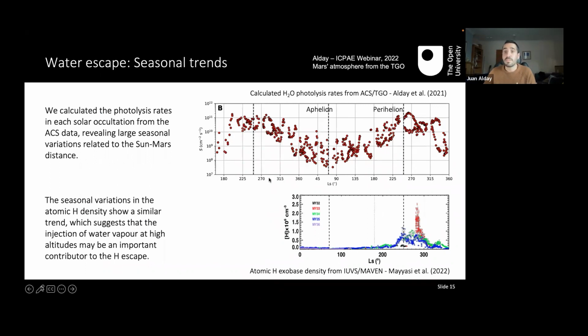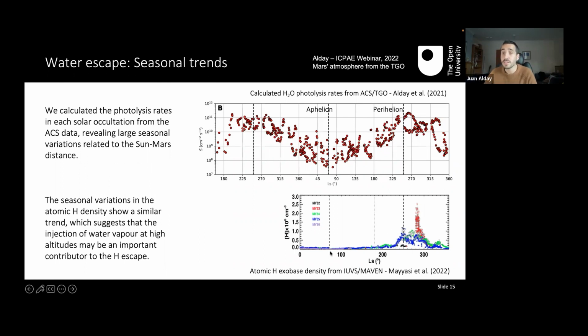And what we found is shown in this plot, in which, again, solar longitude is on the x-axis and the column integrated photolysis rate on the y-axis. What we saw is that the photolysis rates during perihelion are about 2 orders of magnitude larger than during the aphelion season. And if we compare this with the seasonal trends of atomic hydrogen in the upper atmosphere measured by the IUVS instrument on the MAVEN spacecraft, shown here from the paper of Mayyasi et al. 2022, we see that indeed these trends look very similar.